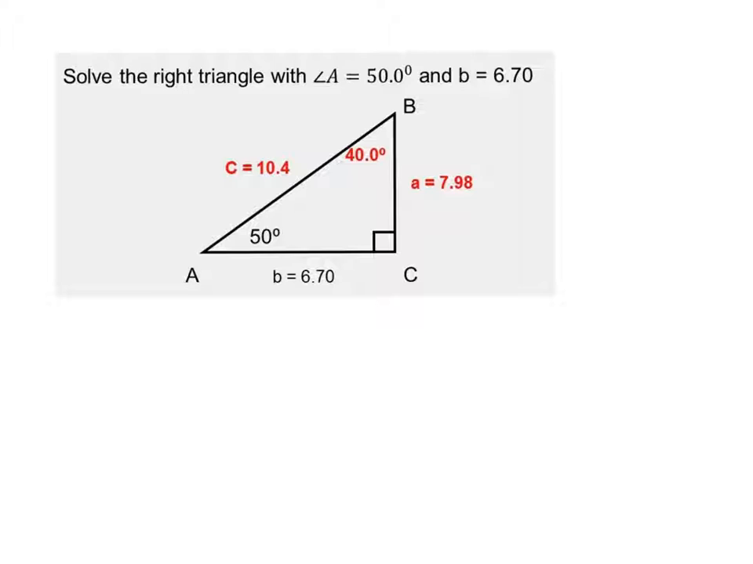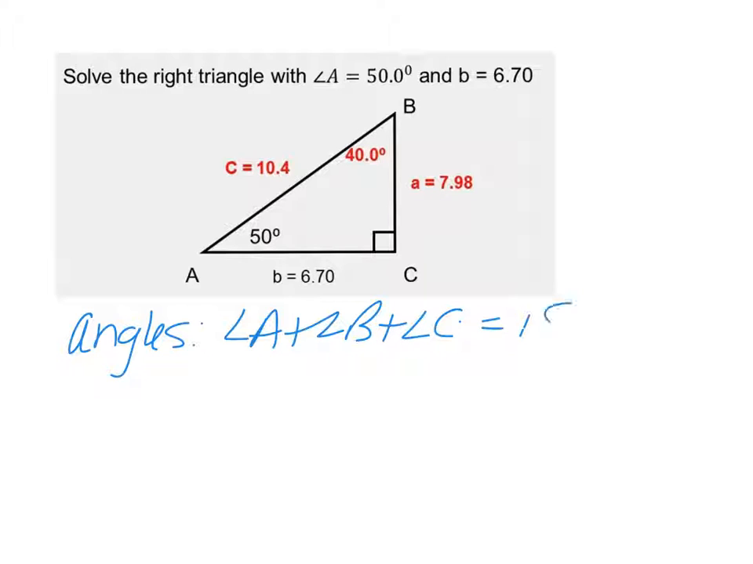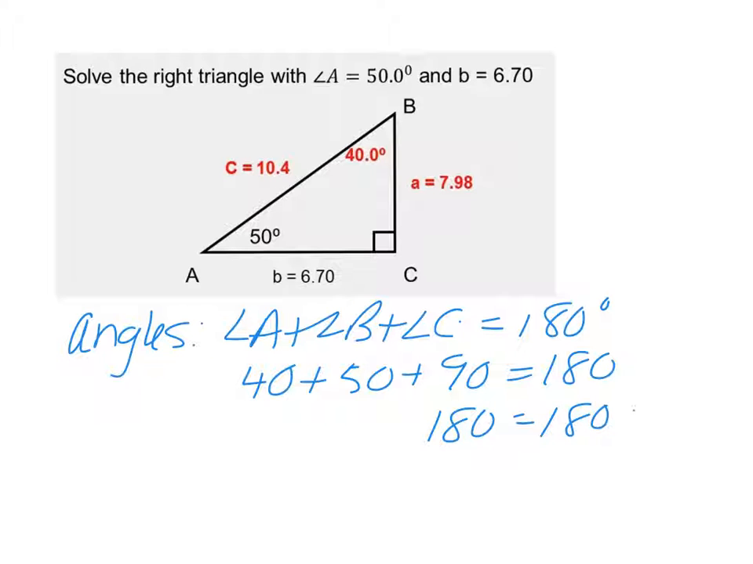Our last step is a very important step, and that is making sure that all of my calculations for my triangle are correct. So to check the angles, and we always want to make sure that we do this step, angle A plus angle B plus angle C, those should add up to be 180 degrees. So angle B is 40 plus 50 plus 90 should equal 180. So 40 plus 50 gives me 90, 90 plus 90 gives me 180. That is correct.